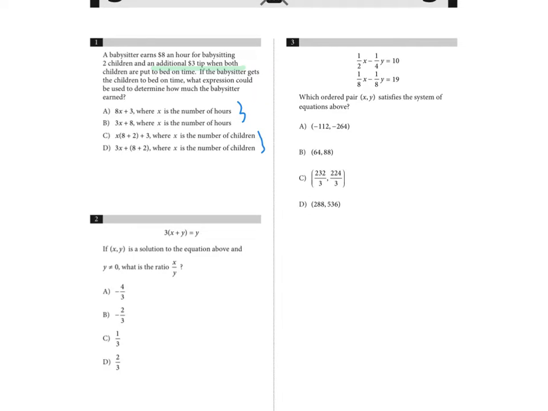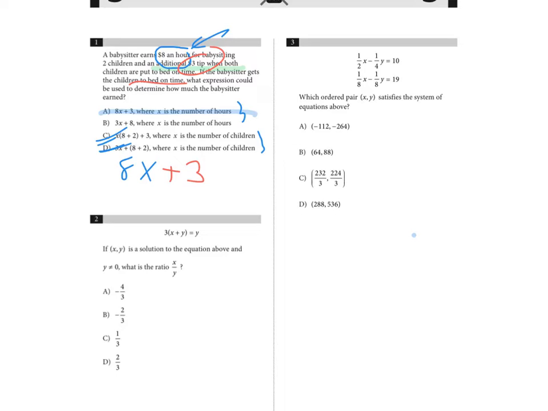Well, this one here doesn't mention how many children. Here it mentions $8 per hour. So I can immediately eliminate choices C and D. If X is the number of hours and they get paid $8 an hour, then for the first hour it'd be 8 times 1, the second hour 8 times 2, the third hour 8 times 3, so for X hours, 8 times X. And then you have a $3 tip if the kids are put to bed on time. This one says the kids are put to bed on time, so we're going to add the $3 tip, and that makes our answer letter A.